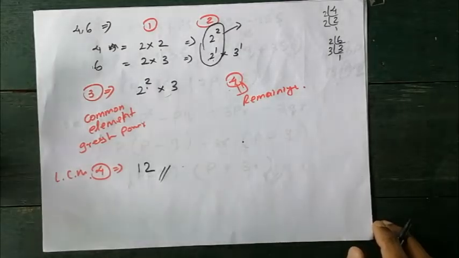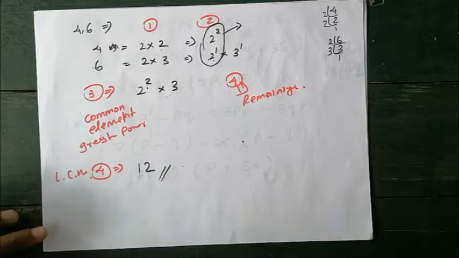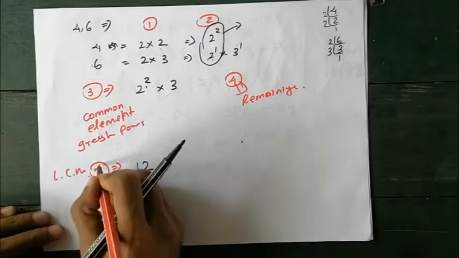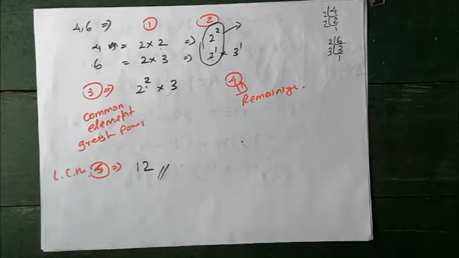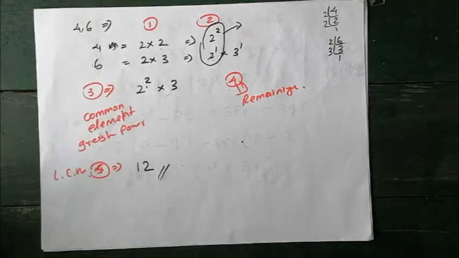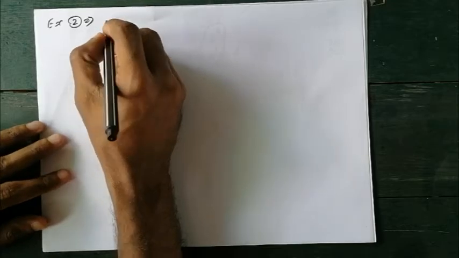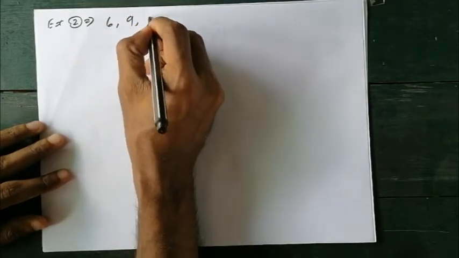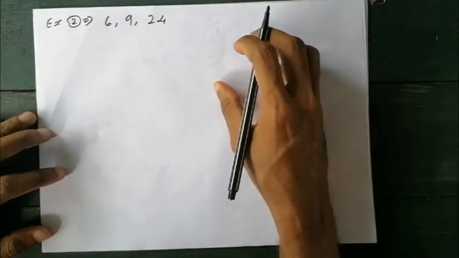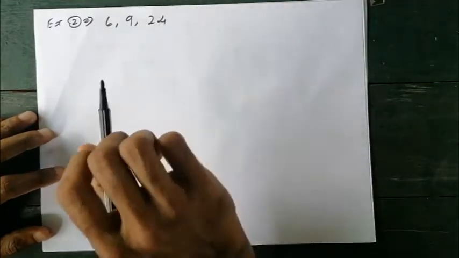We'll do more examples so you can get the steps 1, 2, 3, 4, fifth one. Okay, so we'll go for another example. The second example we have: find the LCM of 6, 9, 24, which means we need to find the number which can be divided by all these three.